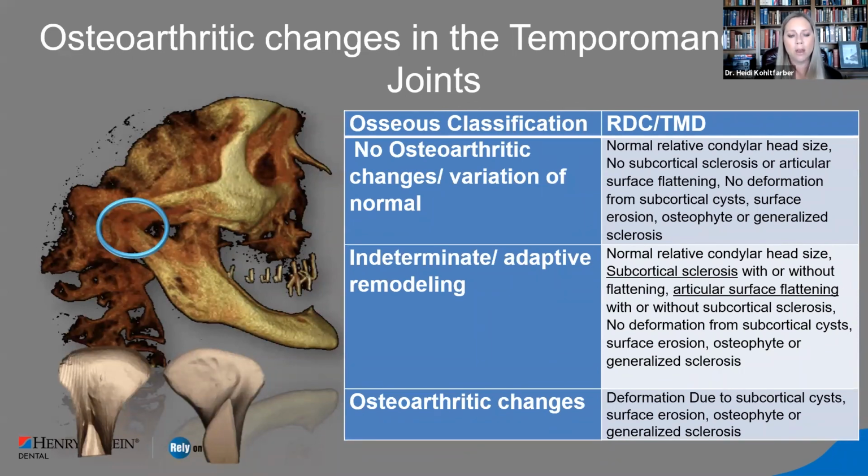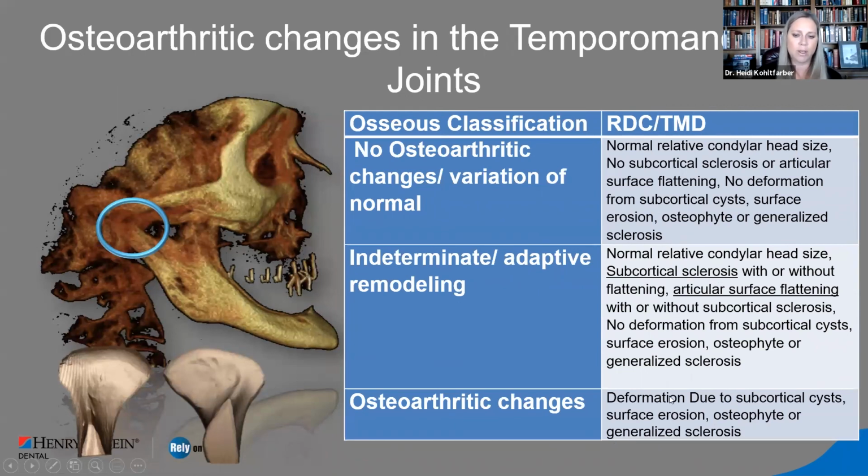The guidelines, I think, came out in a paper in 2009 by Dr. Ahmad, and it looked at 11 different osseous criteria, and then it broke it down into 3 different diagnoses: no osteoarthritic changes, maybe we have indeterminate or adaptive remodeling, or yes, osteoarthritic changes. When we look at all of this, of course, with no osteoarthritic changes, we're going to have nice, smooth, intact cortical borders. If it's indeterminate, we could have articular surface flattening, or let's say subcortical sclerosis, but that's more of an individual patchy sclerosis. By the time we come down to yes, osteoarthritic changes, we have generalized sclerosis.